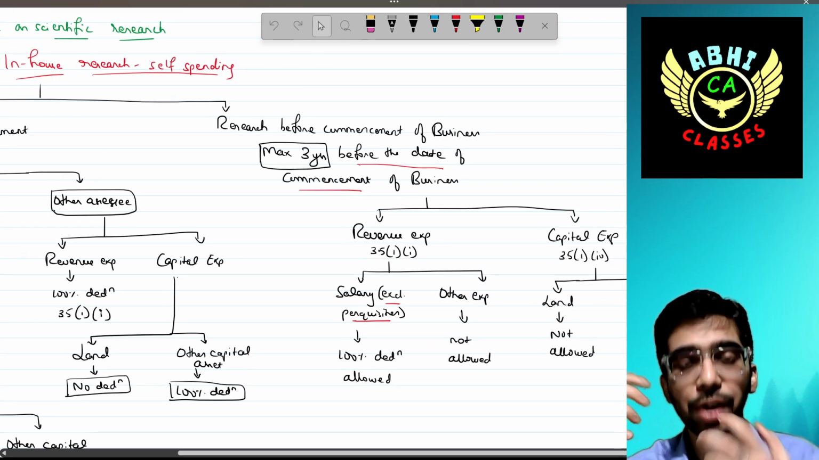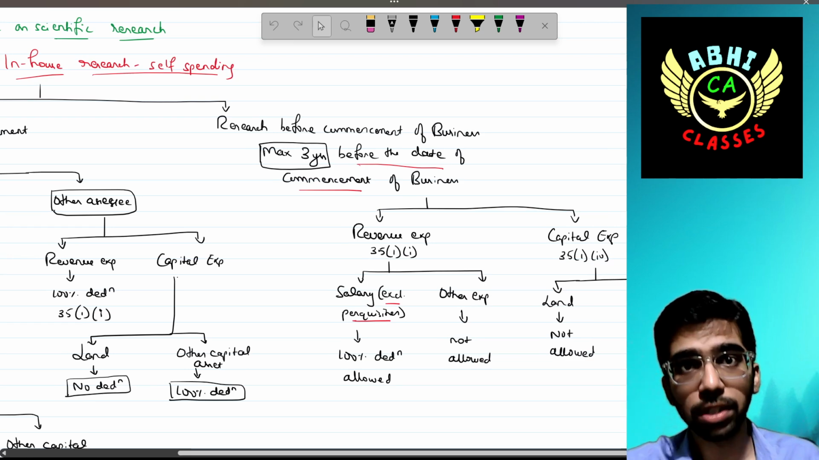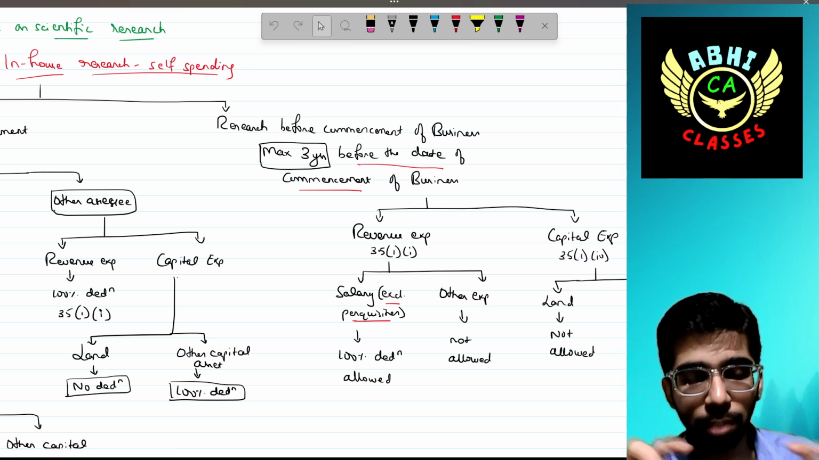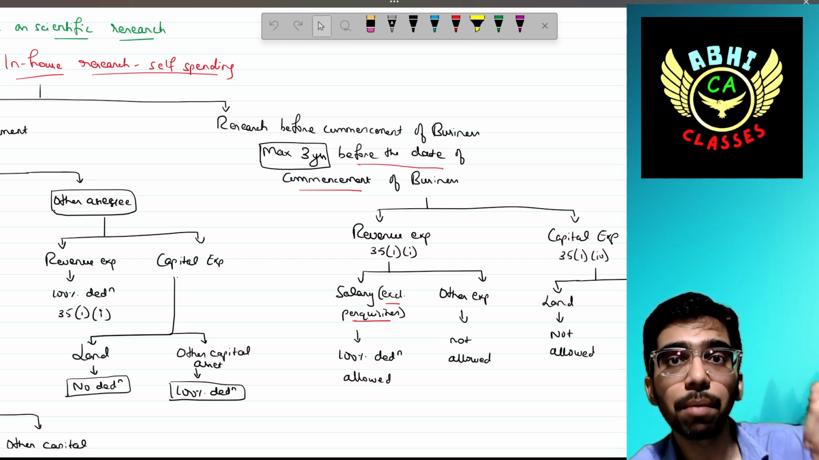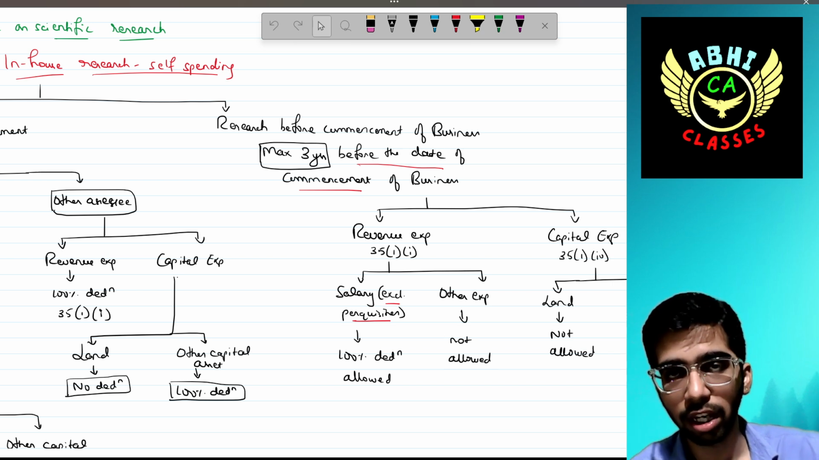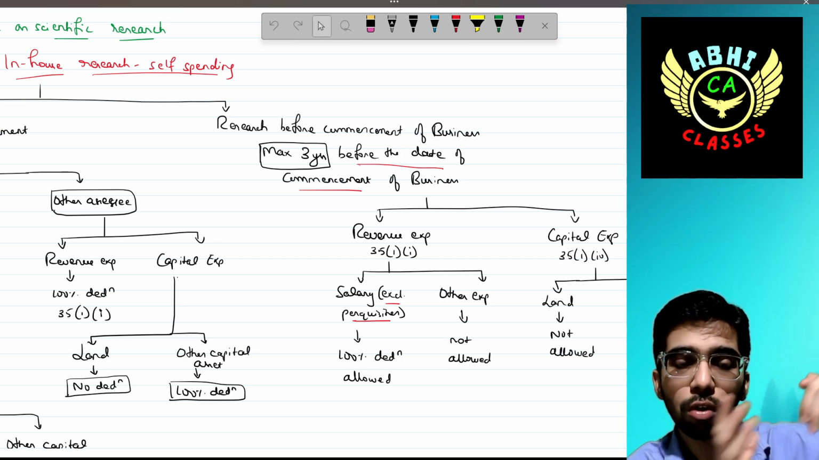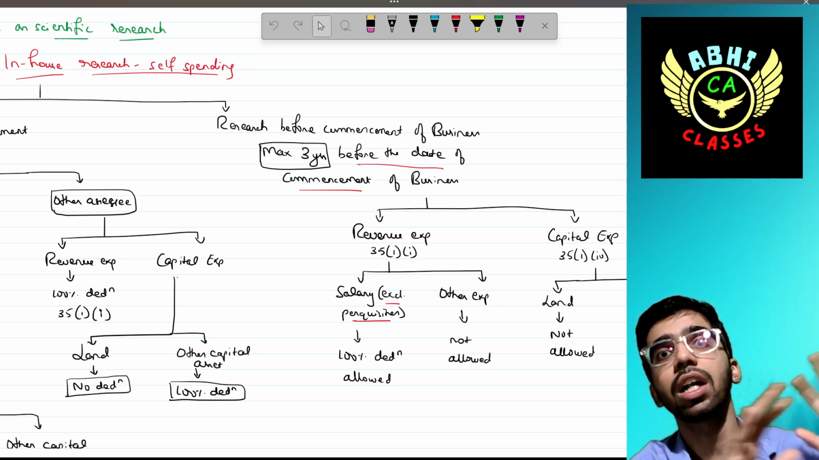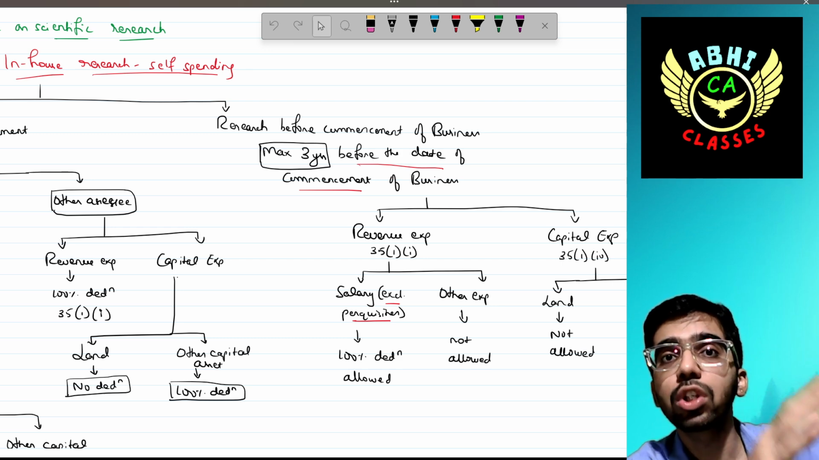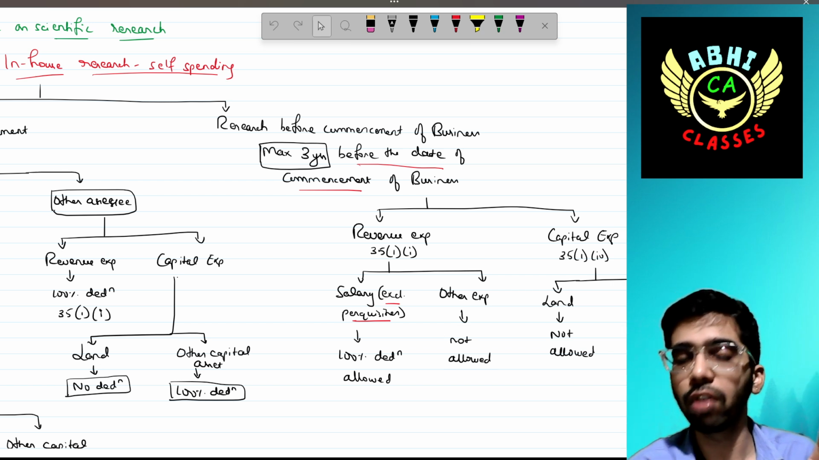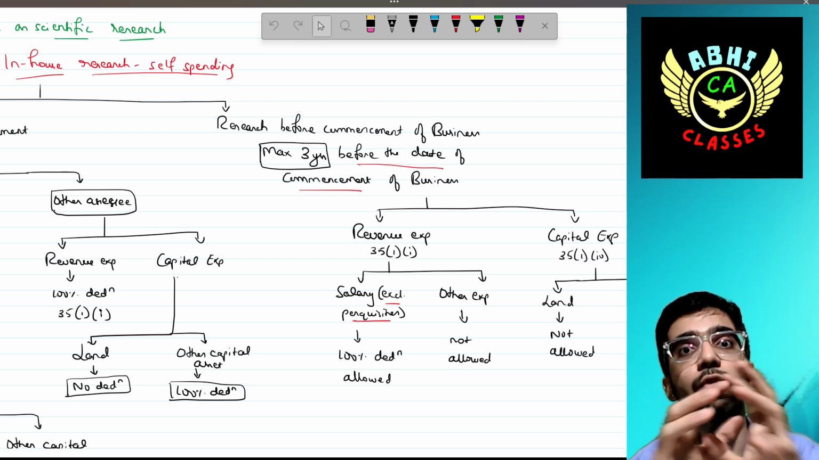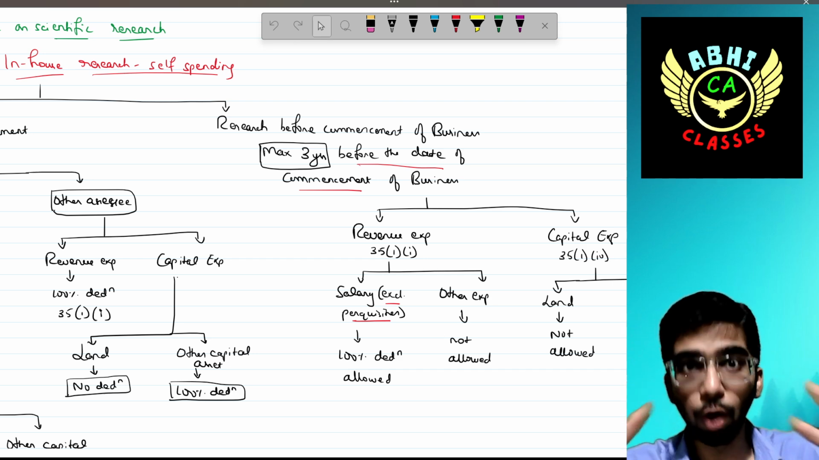The second is the research before commencing your business. You are starting the research activities before that, but as per the Income Tax Act, it allows only up to a maximum of 3 years before the date of commencement. Let's say, for example, on 1/4/2023 you have started your business. Maximum 3 years before the date of commencement means from 1/4/2020 to 1/4/2023. If you have incurred any expenses with regard to that research activity, that would form this part. Okay, I hope you are understanding.